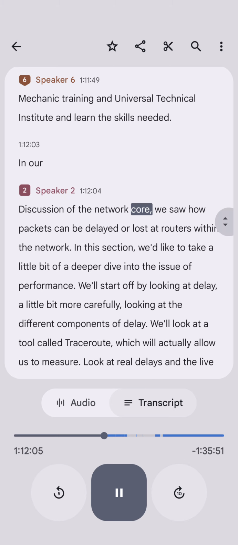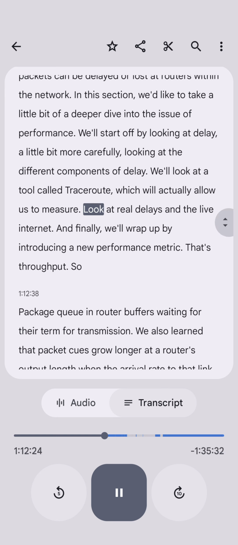In our discussion of the network core, we saw how packets can be delayed or lost at routers within the network. In this section, we'd like to take a deeper dive into the issue of performance. We'll start off by looking at delay more carefully, looking at the different components of delay. We'll look at a tool called traceroute, which will allow us to measure and look at real delays in the live internet. And finally, we'll wrap up by introducing a new performance metric, throughput. So, why don't we get started?